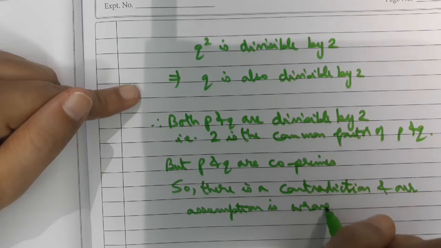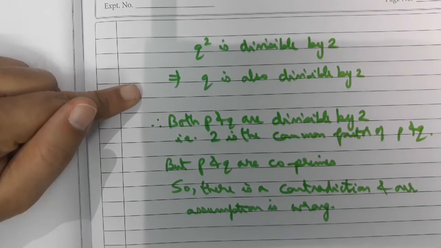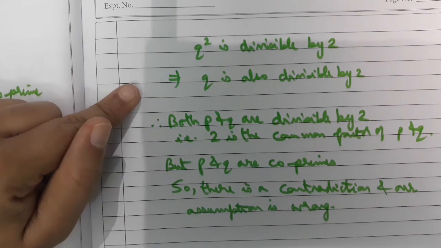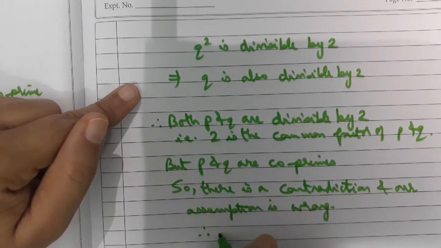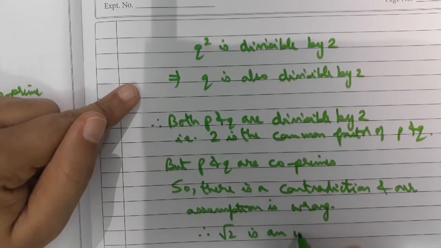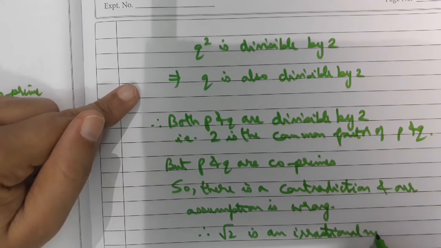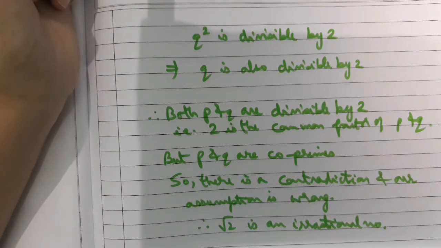And what was our assumption? Our assumption was that root 2 is a rational number. That is wrong. So therefore we can say that root 2 is an irrational number. In a similar way, we can prove that root 3, root 5, root 7, etc. are irrational numbers, or under root of any prime number is an irrational number. We can prove it by this method.